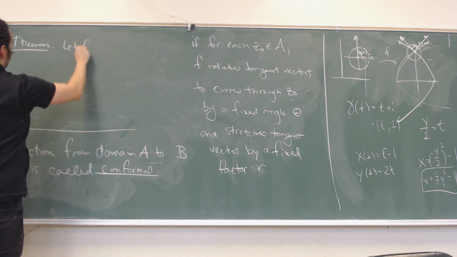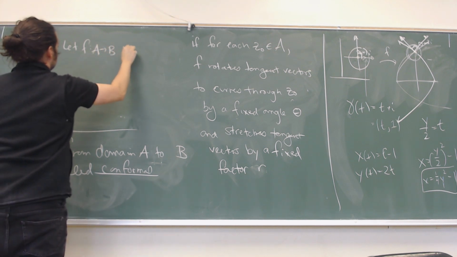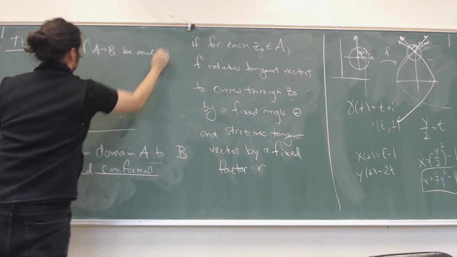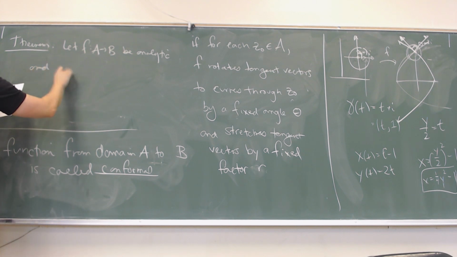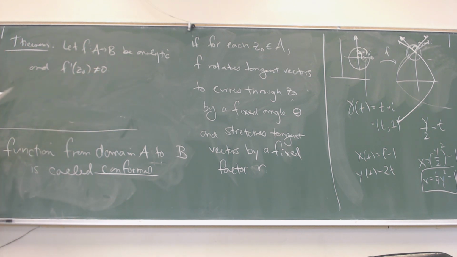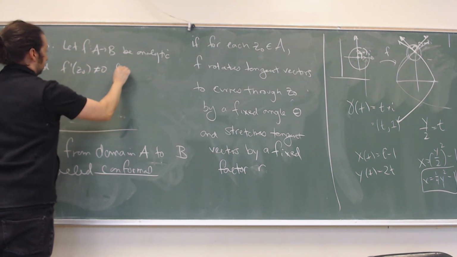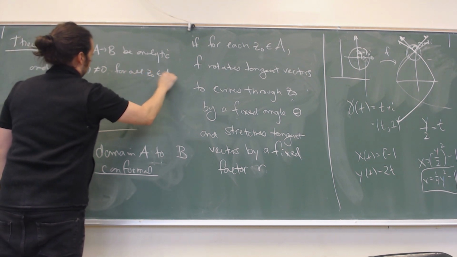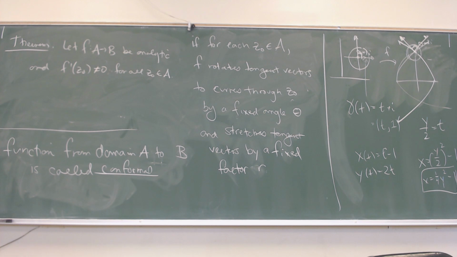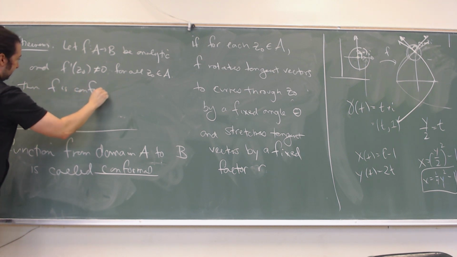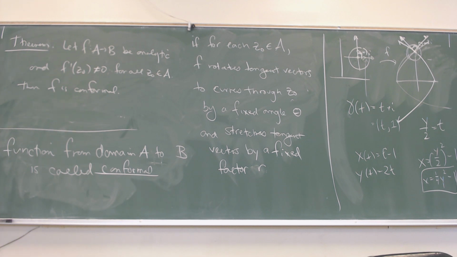So let's let f from A to B be analytic, and let's let f prime of z naught not be equal to 0 for all z naught in A. So I have a function on a domain with a non-vanishing derivative. Then f is conformal. So every analytic function on a place where its derivative doesn't vanish is a conformal map.